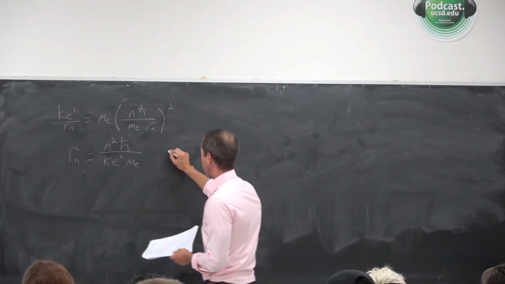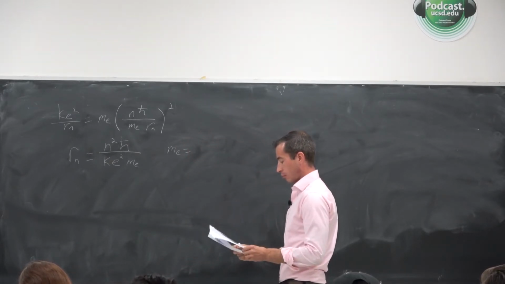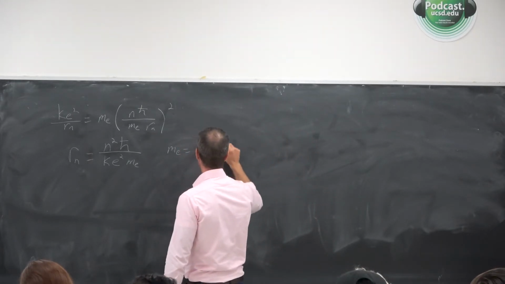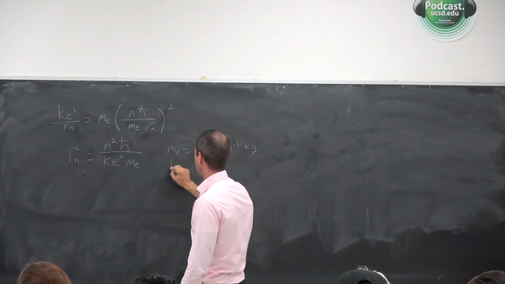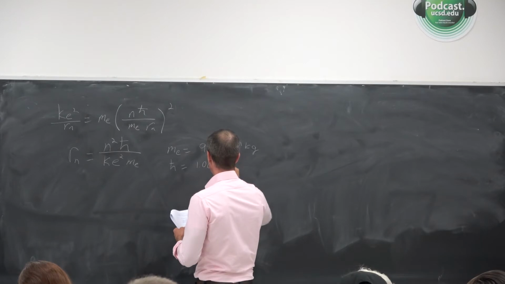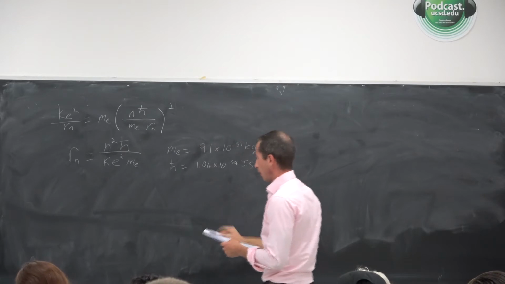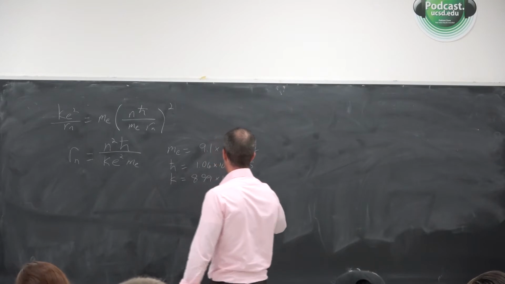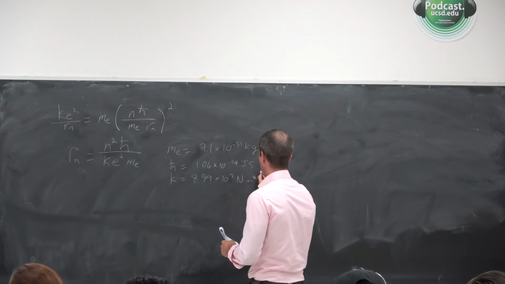So this is the mass of the electron, which is 9.1 times 10 to the negative 31st kilograms. And h bar is 1.06 times 10 to the negative 34th joule seconds. And our k we've seen since the beginning of class, newtons meter squared per Coulomb squared.